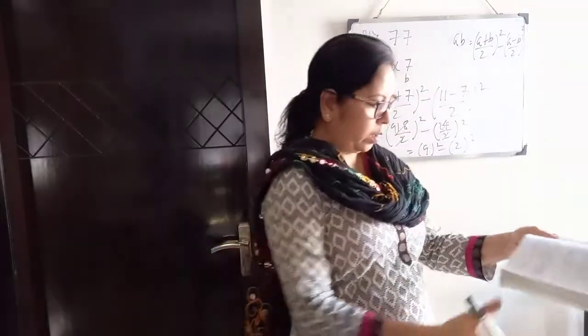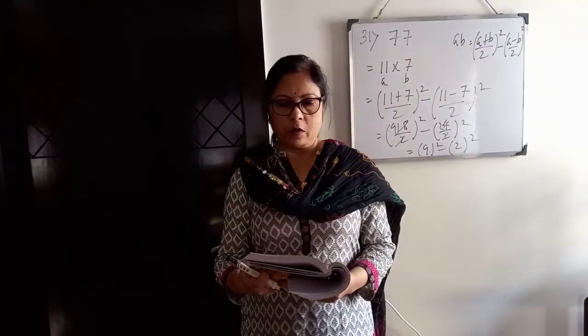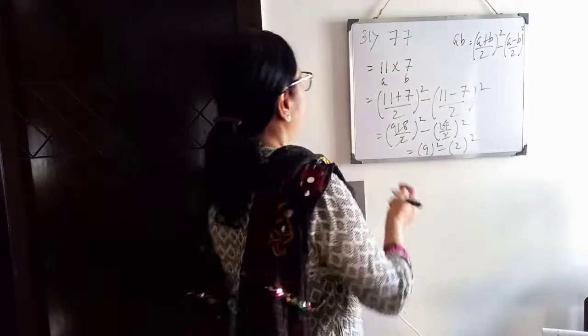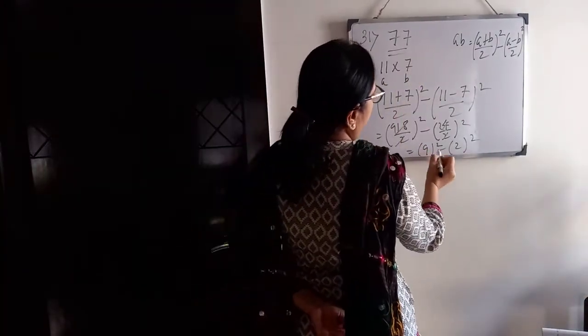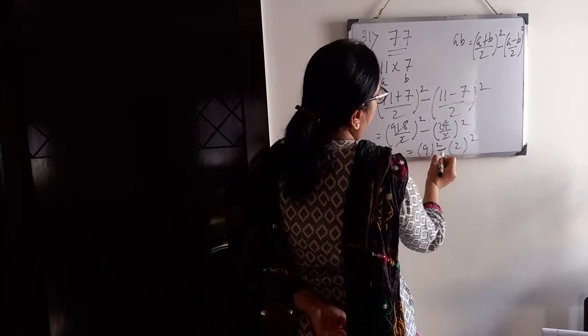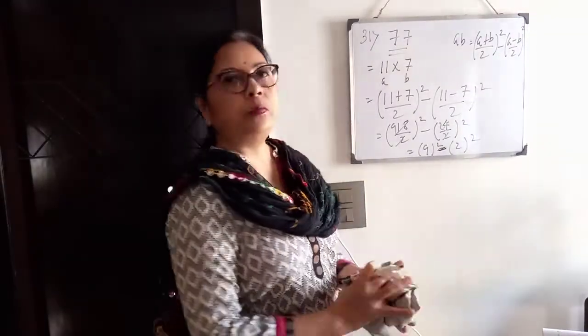So we have expressed this as the difference of two squares. You had 77 and we had expressed it in that form of difference of two squares, 9 square minus 2 square. Clear? Now next one.